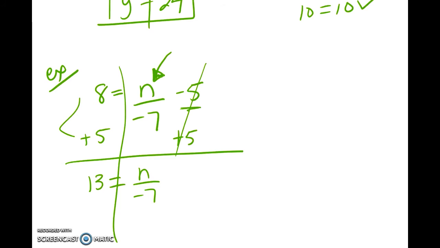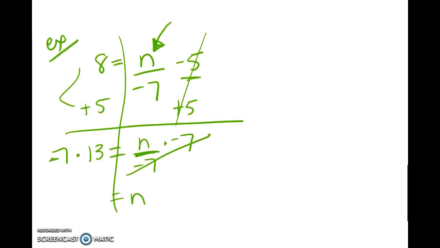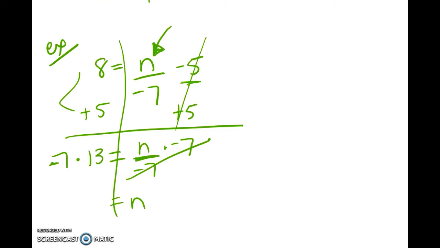And now I notice n is being divided by negative 7 here. So I have to multiply both sides by negative 7. And this goes away. So now you guys are probably going to have to do a little 13 times negative 7 over here. And you should get negative 91. And we'll see how this checks out.